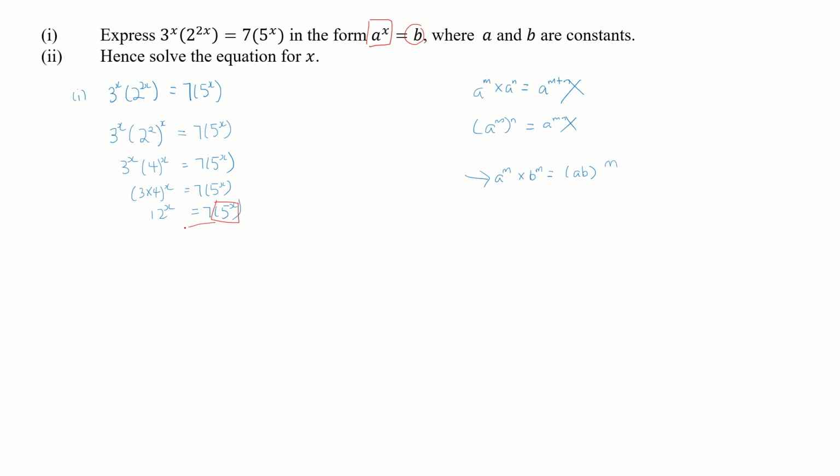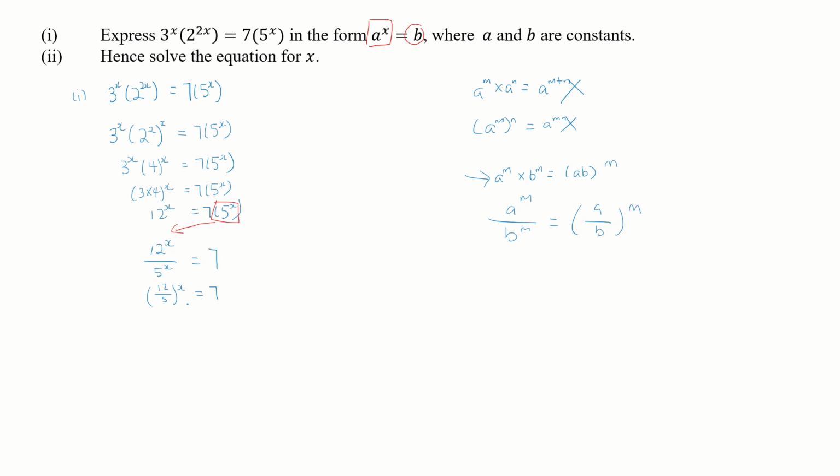So here this 5 to the power of x, let's move it over to the other side. And by moving to the other side, it's just simple algebraic manipulation. It's going to be 12 to the power of x divided by 5 to the power of x, and this will give us 7. And what is this? This will simply be 12 over 5 to the power of x, because again, using indices law, if we have a to the power of n over b to the power of n, this will be a over b to the power of n.